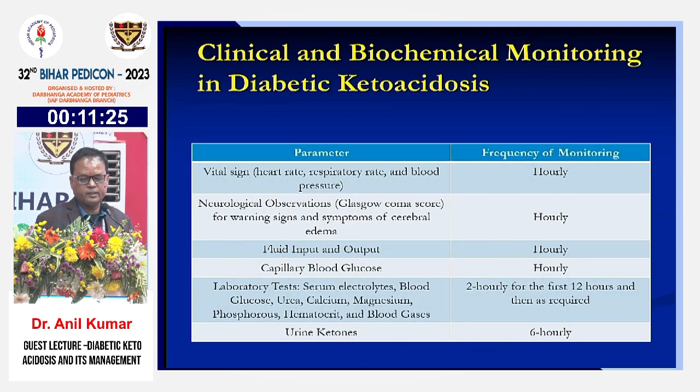Clinical and biochemical monitoring in diabetic ketoacidosis: we will monitor the vital signs, the heart rate, respiration rate, and blood pressure on an hourly basis. Neurological observation, Glasgow Coma Scale, is very important. If the Glasgow Coma Scale is less than 8, then we will go for mechanical ventilation. Watch for warning signs and symptoms of cerebral edema. Fluid input and output is very important. We should measure capillary blood glucose. Laboratory tests include serum electrolytes, blood glucose, urea, calcium, magnesium, phosphorus, hematocrit, and blood gases. These are very important and should be measured 2 hourly for the first 12 hours and then as required.